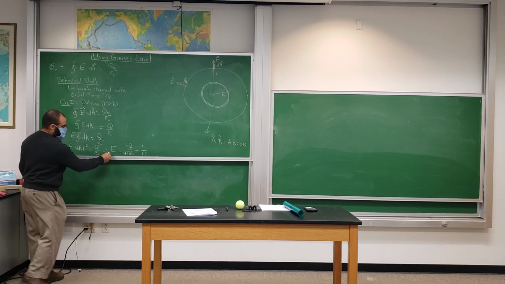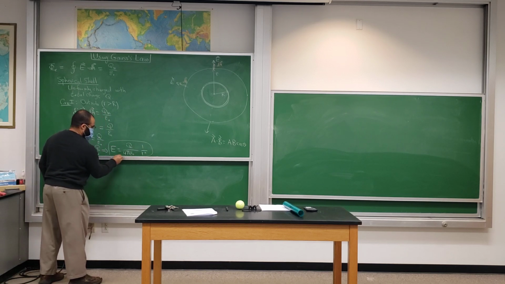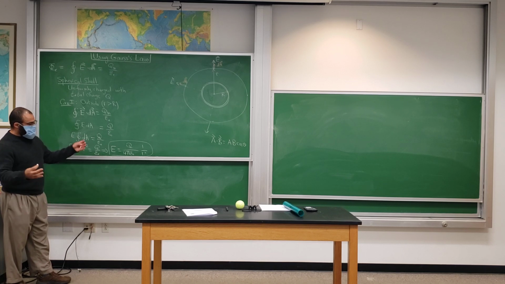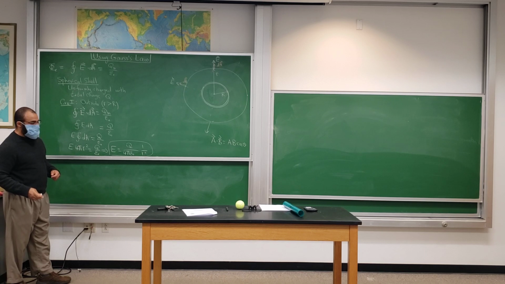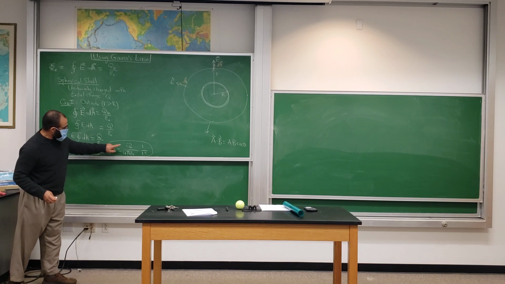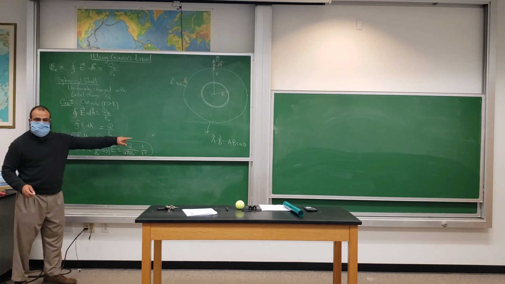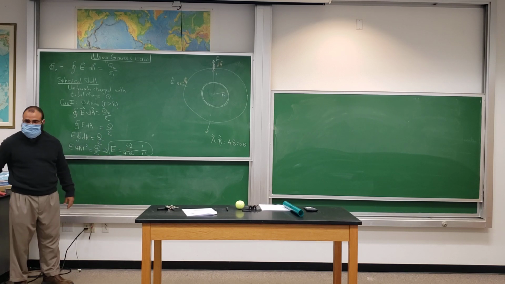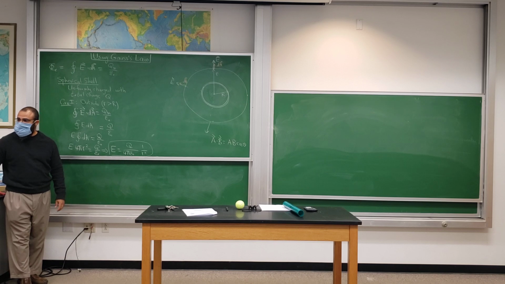So that's it. That's the electric field outside of the spherical shell, at any point in the radial direction. If you want to write it in vector form, you put a vector here and you put r hat. Gauss's law enabled us to calculate the magnitude. The direction was determined from the symmetry, and we're done.